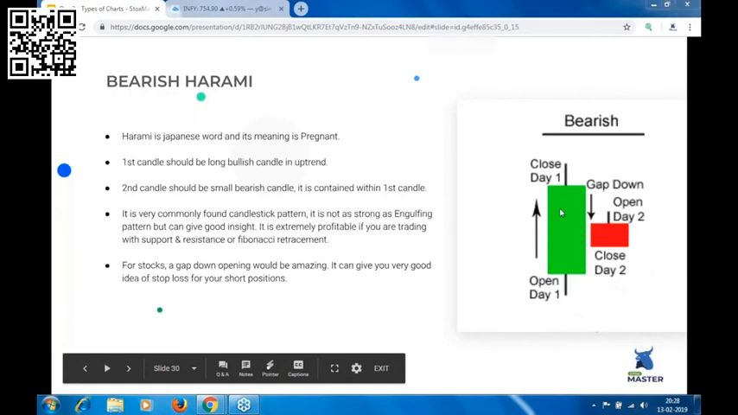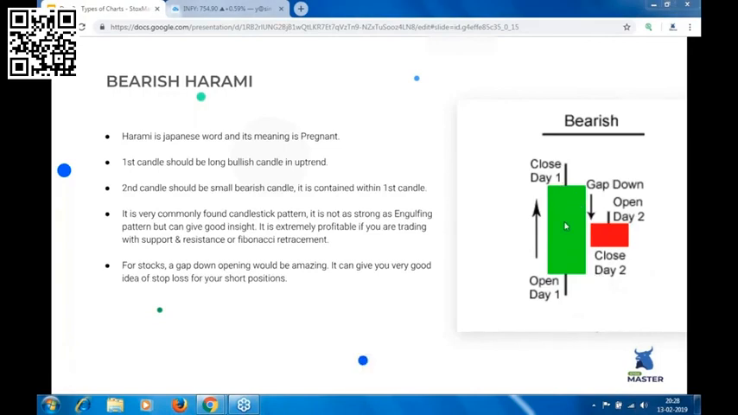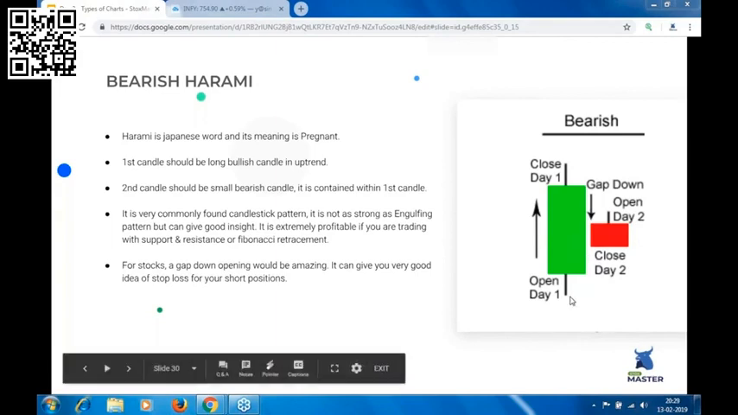Now this is your bearish harami. Bearish harami means that your first candle is your bullish candle and the second candle is a small candle which is within the body of the first candle. For trading this, you need to wait for a breakout. Once the low of this candle is broken, that is the time you can enter short in the market, and you can keep your stop loss above this candle.